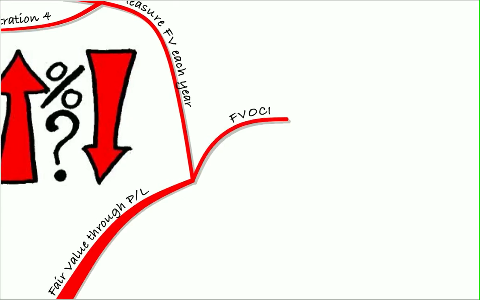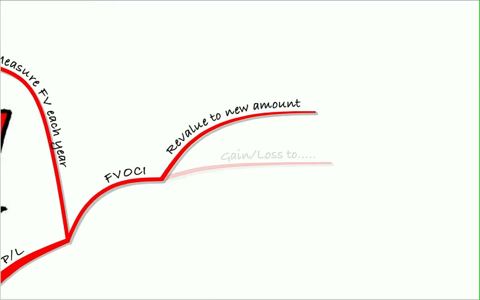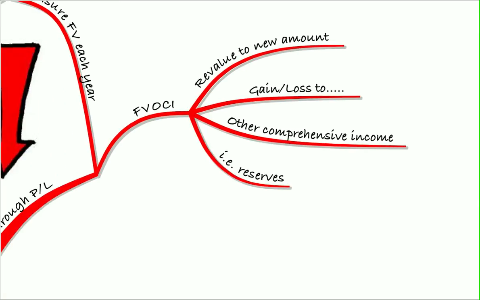The only other one that was left was fair value through other comprehensive income. Again, we revalued to the new amount each year, and then the gain or loss went to other comprehensive income, i.e. was shown in reserves rather than going to the income statement. So that went to reserves.